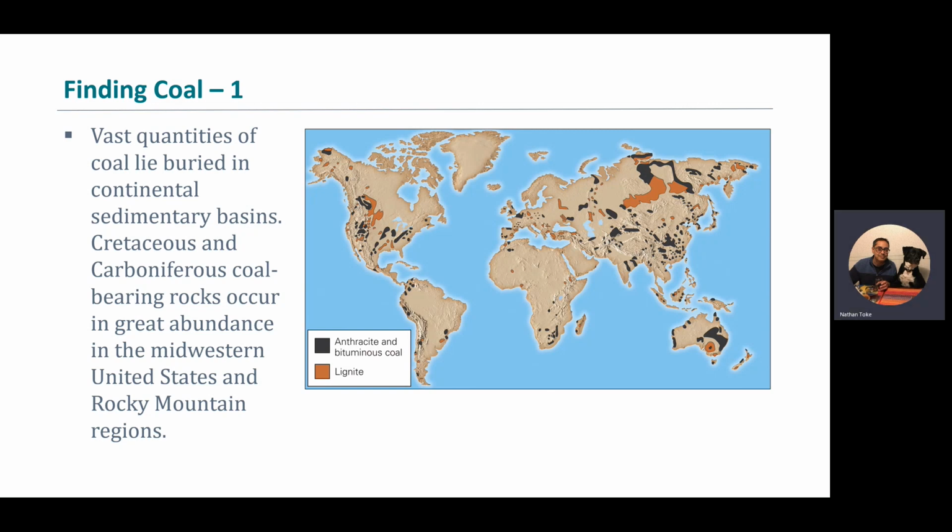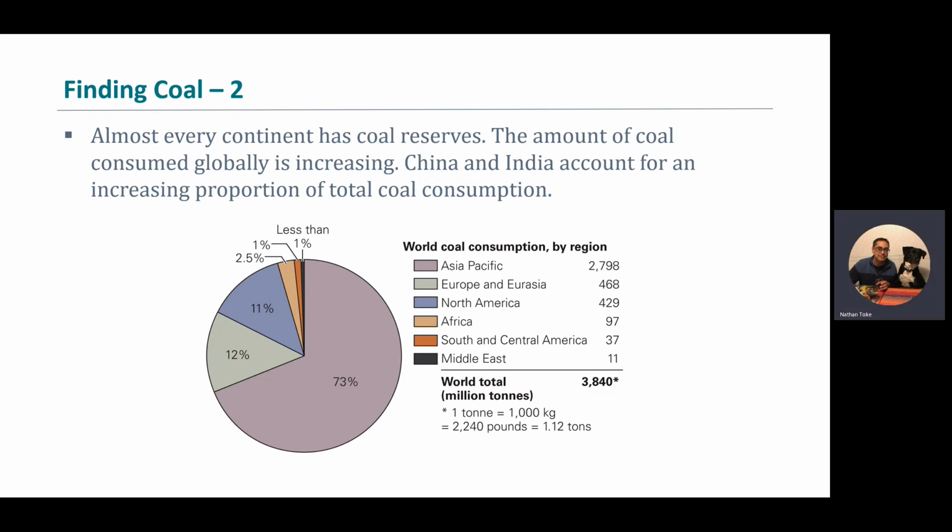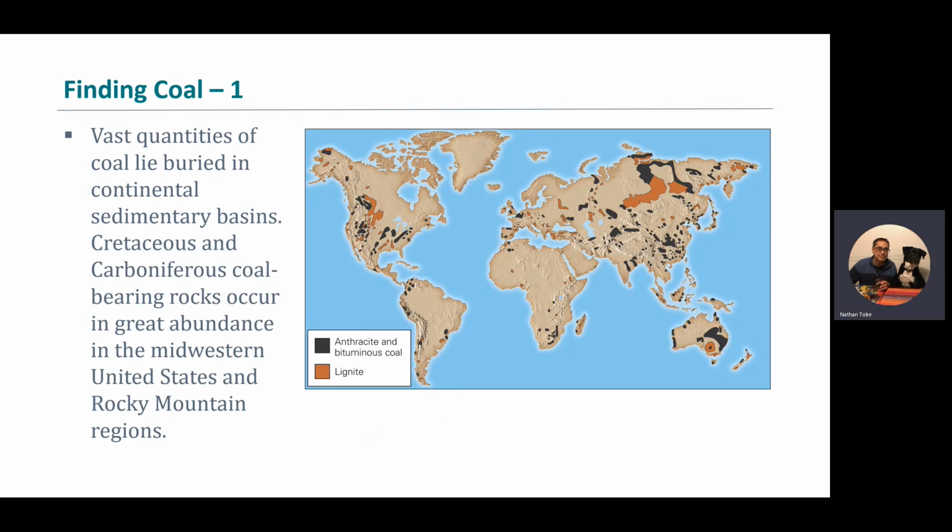So here's a vast map showing anthracite and bituminous coal, which is black, and then lignite, which is kind of a less well produced coal. It's not as clean, not quite as far along. And so we can see on this map that there's a lot of it out there, a lot of environments where we'd form coal in the geologic past. In this case, Asia is the huge region for coal production. We can see that on this map here.